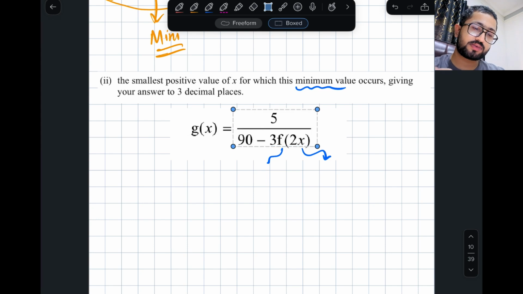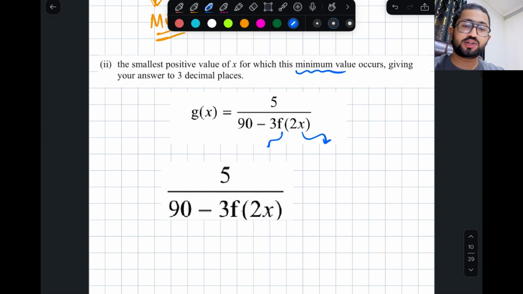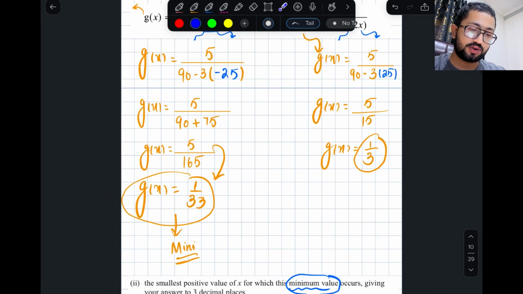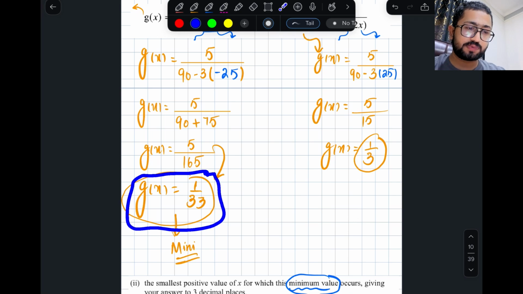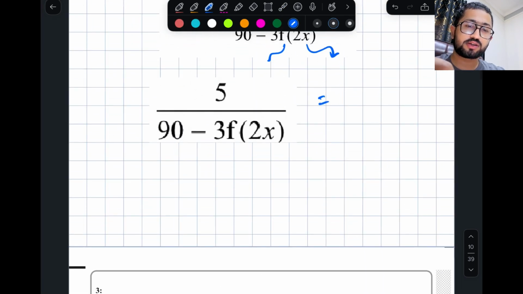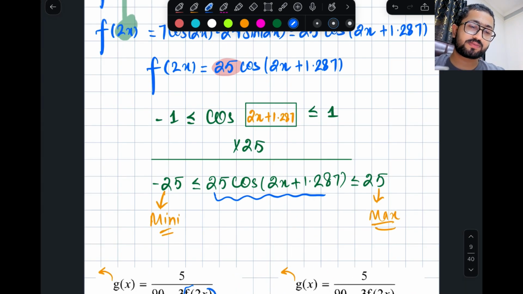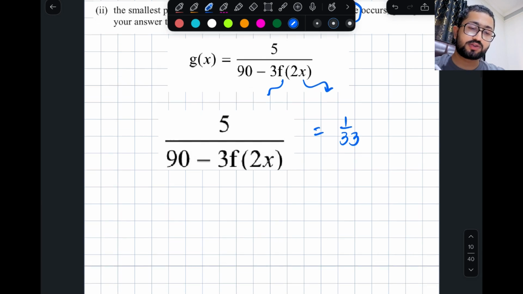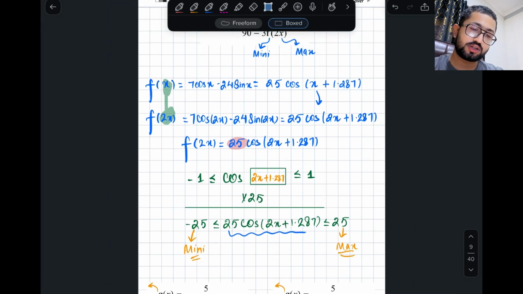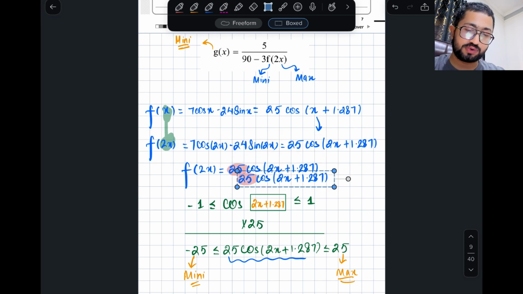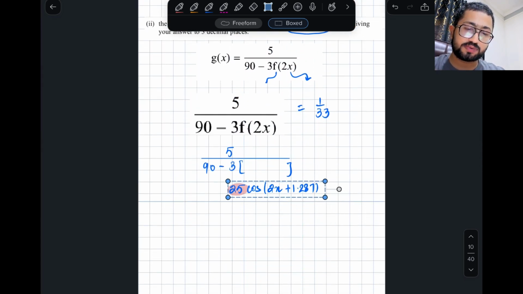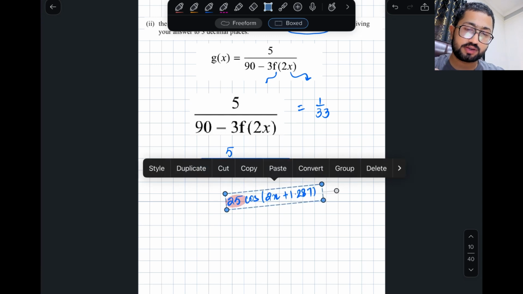And this is your g of x function. You have to put this g of x function equal to the minimum value of g of x. What is the minimum value of g of x? We have already found it from the previous part, which is 1 over 33. Simply substitute. So 5 over 90 minus 3 times f of 2 of x. What is our f of 2 of x? This is our f of 2 of x function. Just substitute over here and simplify.